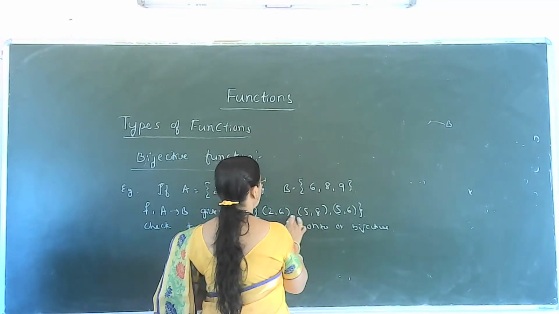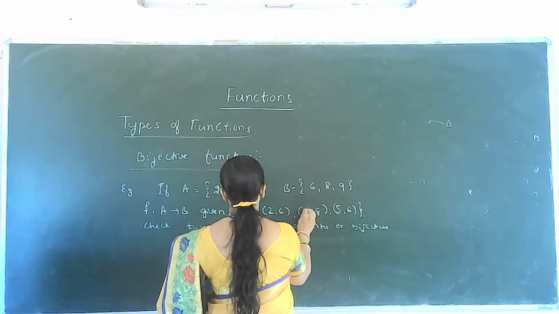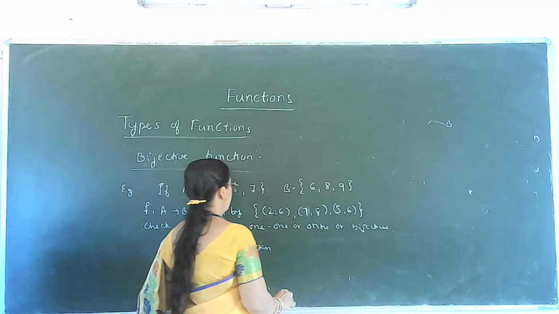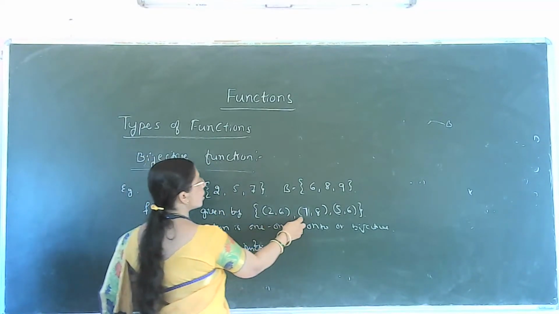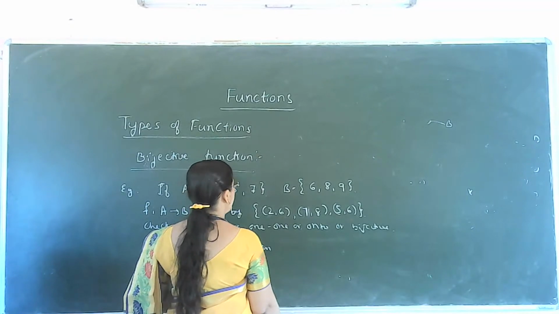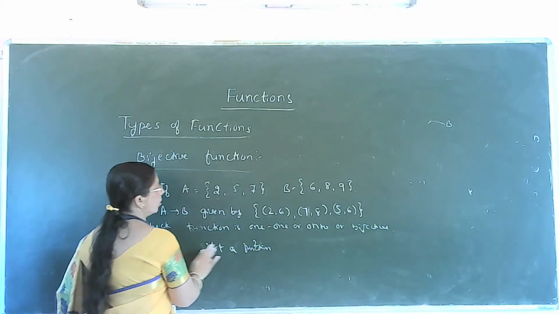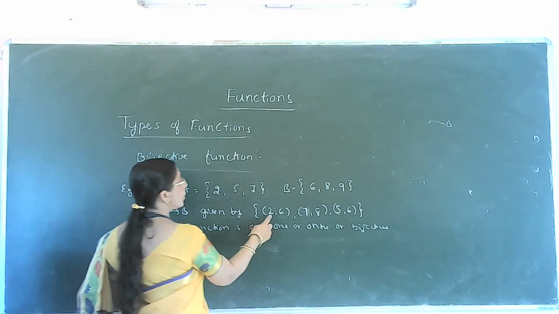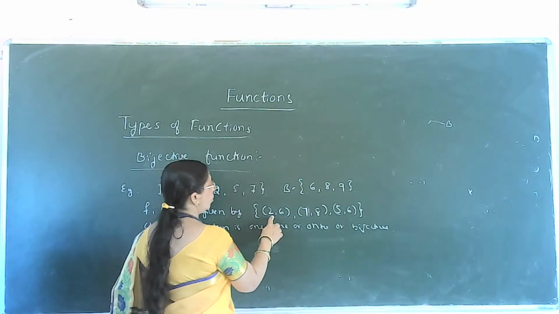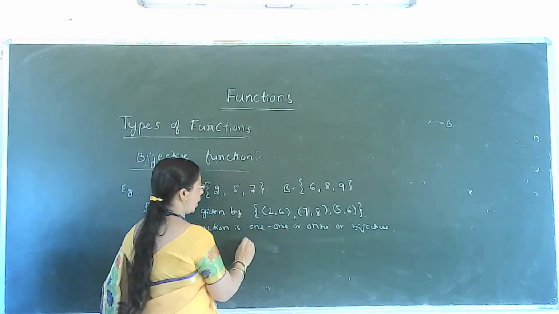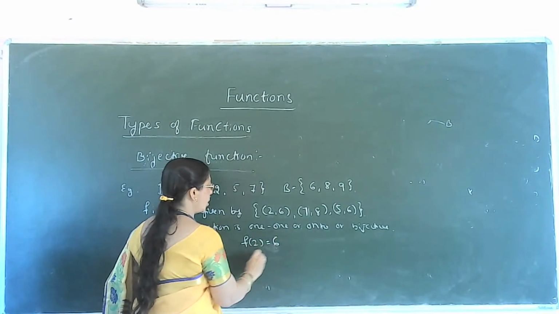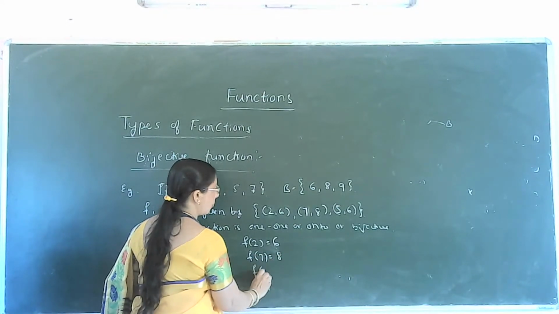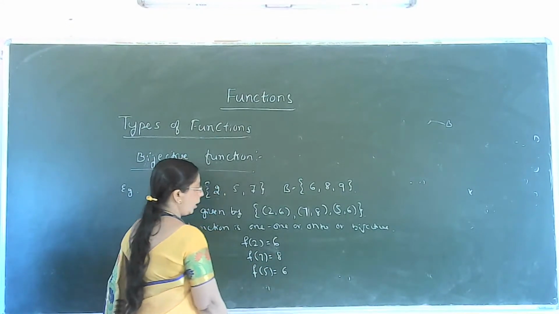If I change this: 2 goes to 6, 7 goes to 8, and 5 goes to 6. Now it is a function. Check whether it is one-one or onto. Here 2 has the image 6: f(2) = 6, f(7) = 8, f(5) = 6.